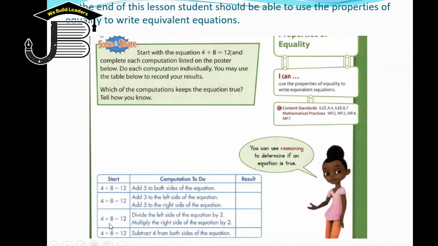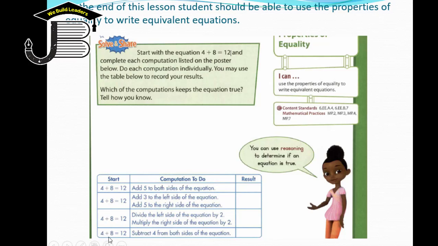Here 4 plus 8 equals 12. Divide the left side of the equation by 2, which means 4 plus 8 divided by 2 equals 6. And multiply the right side of the equation by 2, so 12 times 2 equals 24. We used the same number, but different operations. On the left side we used division, and on the right side we used multiplication. So the equation is not correct.